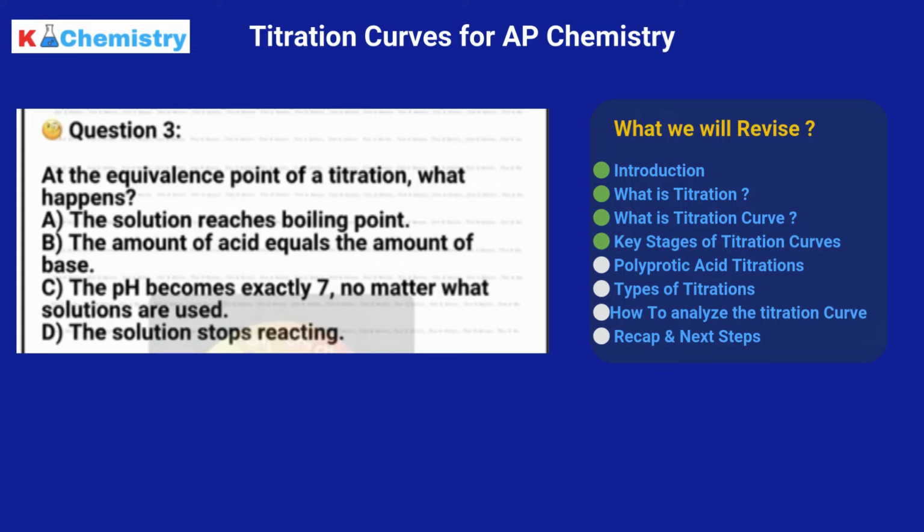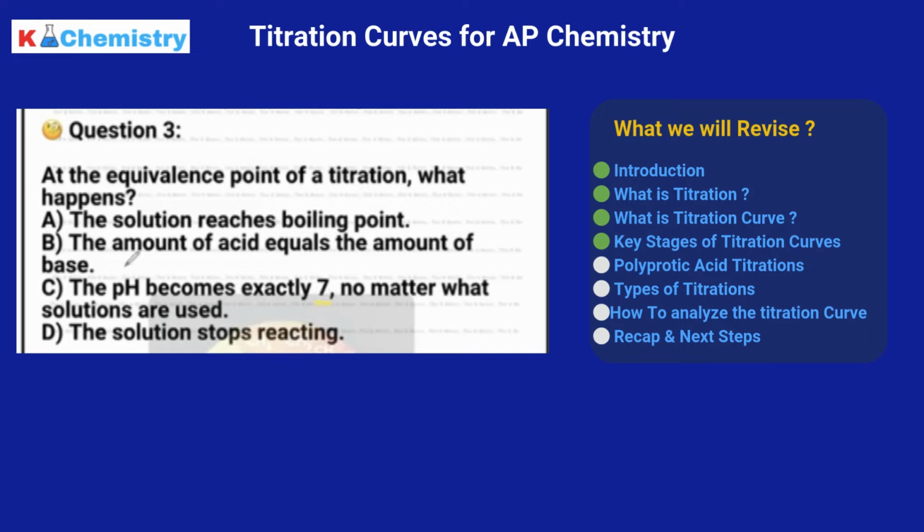Okay, so question number 3 is about the equivalence point of titration. What happens? What happens is that the solution reaches boiling point. The amount of acid equals the amount of base. The pH becomes exactly 7 no matter what solutions are used. The solution stops reacting. So we thought that the solution will be at pH 7. Oh, this might be correct in some of the types that we will take, but some will not be correct. So forget about it always being 7.